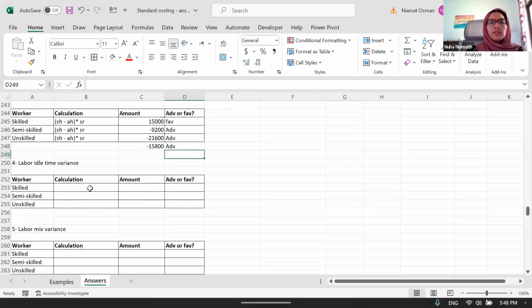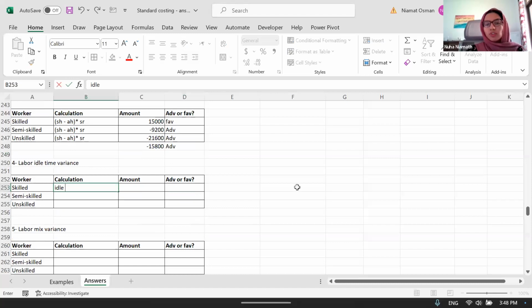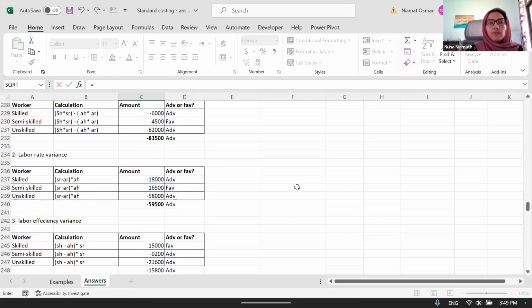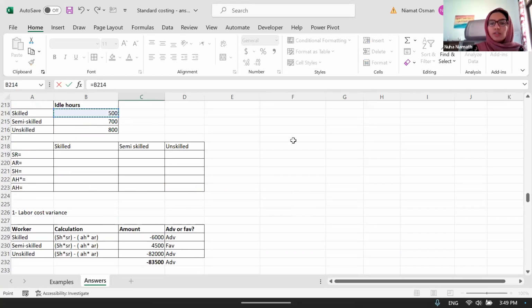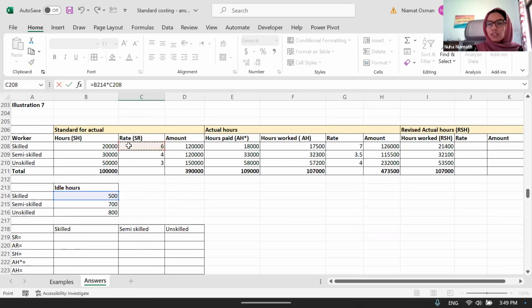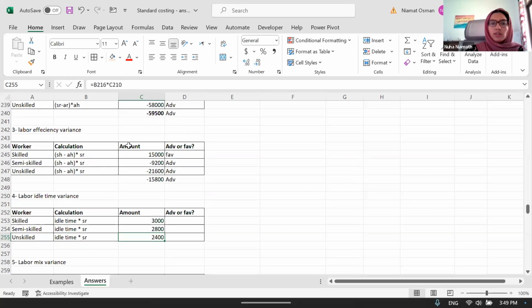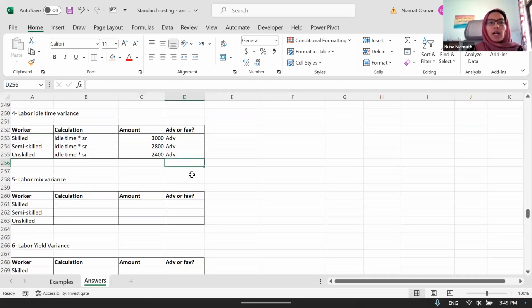Now, idle time variance is very simple. It is nothing but your idle time, which is the difference between the two, into standard rate, right? Always standard rate because you're talking about hours efficiency. So this will be 500 into standard rate, 6. Let's see, this works out to 2,800 and 2,400. And this will definitely be adverse because it is an idle time variance. Idle time variance will always be adverse.